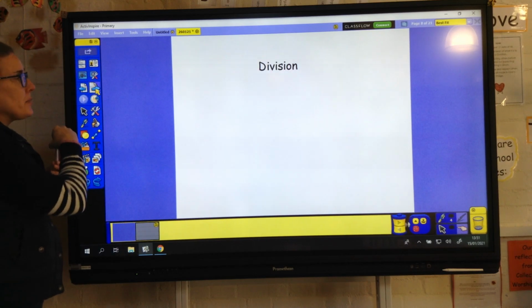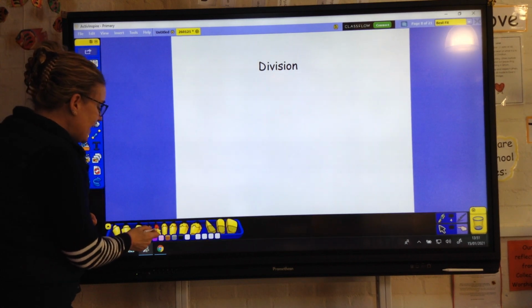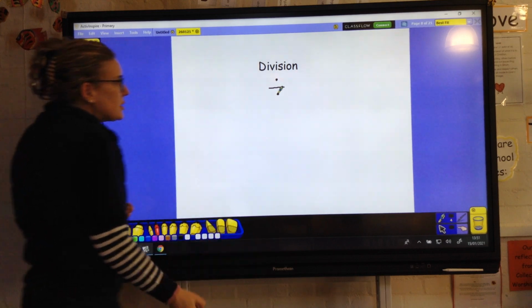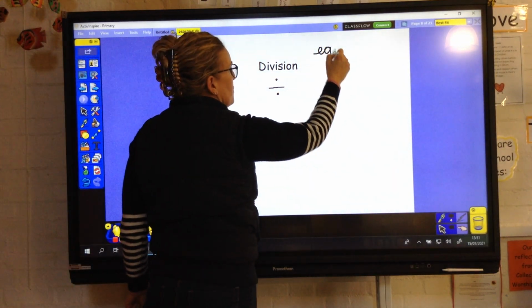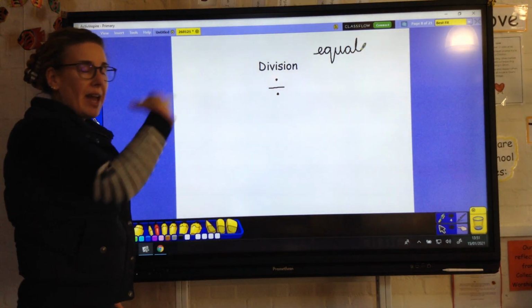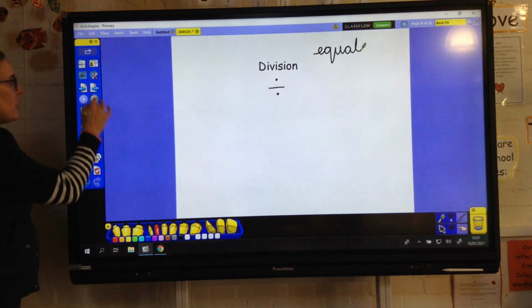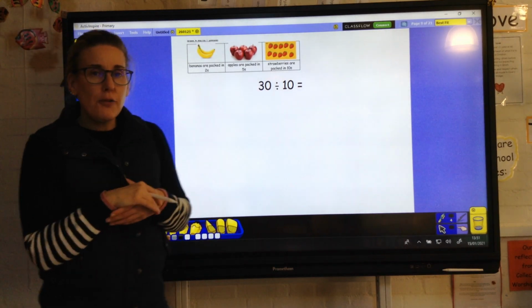Division. As we talked about yesterday, division is sharing. So it's when we divide things up into a certain number of groups, and we talked about that word equal. Okay, so when we are dividing, we are sharing out between a certain number of people. So we're looking at division. We were keeping this idea of our shop and packing our fruit together.